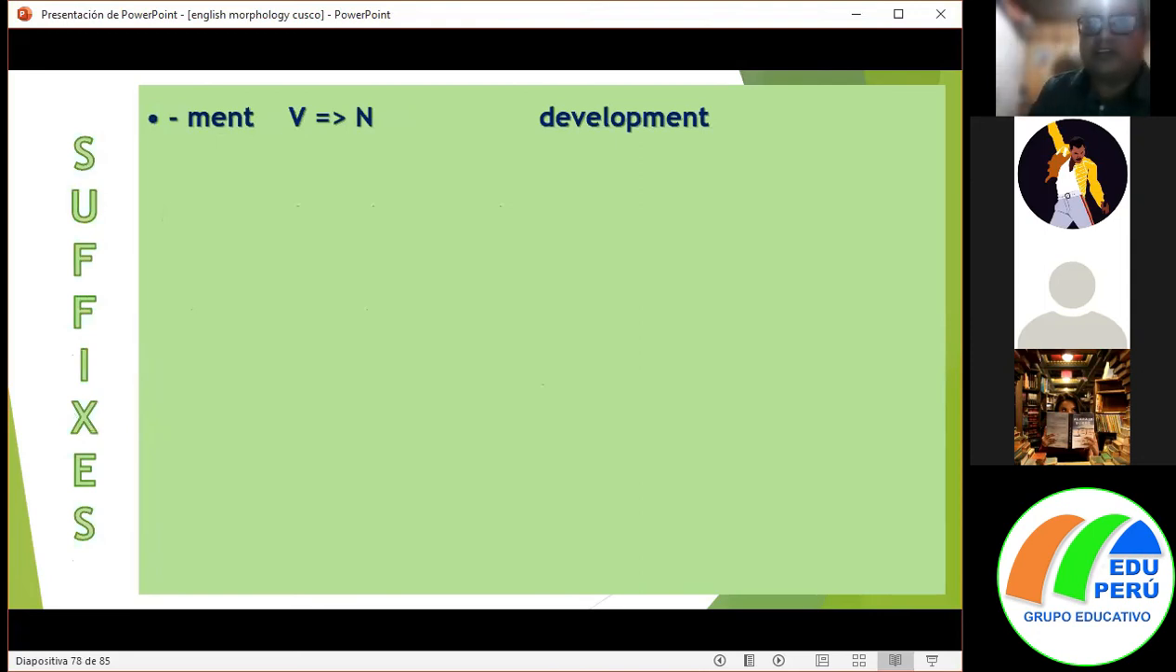In suffixes, what do we have? We have a lot, but I'm going to give you just a short list. First, -ment, for example, we use -ment to make nouns from verbs. Develop, development. Govern, government. And notice -ment. Oh yeah, the word finishing, -ment, it's a noun. -ful, from nouns to adjectives. Notice here, from nouns to adjectives. Meaning, meaningful. Use, useful.